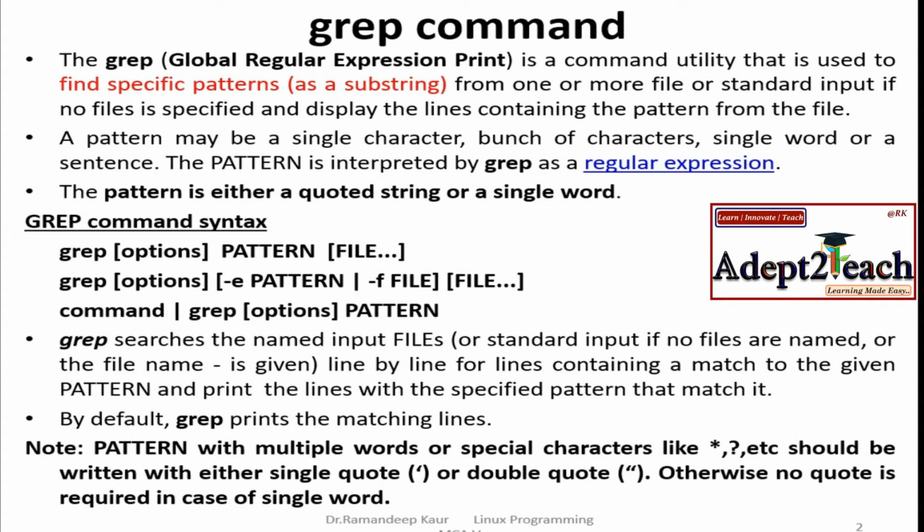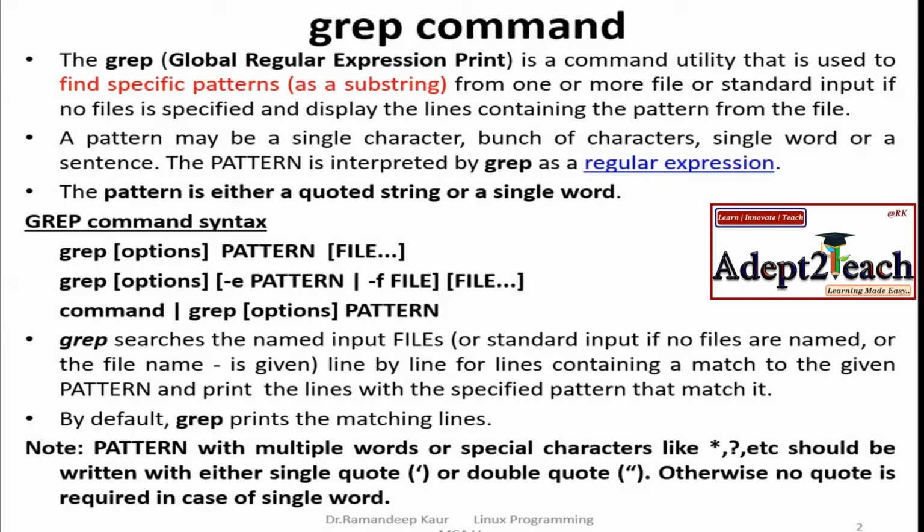GREP full form is Global Regular Expression Print. That means whatever expressions or patterns you are giving, it will match those patterns, and whatever matching outcome comes up, it will print that outcome onto your screen. So it will find a specific set of patterns, maybe as a complete string or as a substring, from multiple sources. That means from a file, from standard input, or from more than one file. It can take the input from a variety of files, and it will match the pattern as per your requirement, and then print that onto your screen.